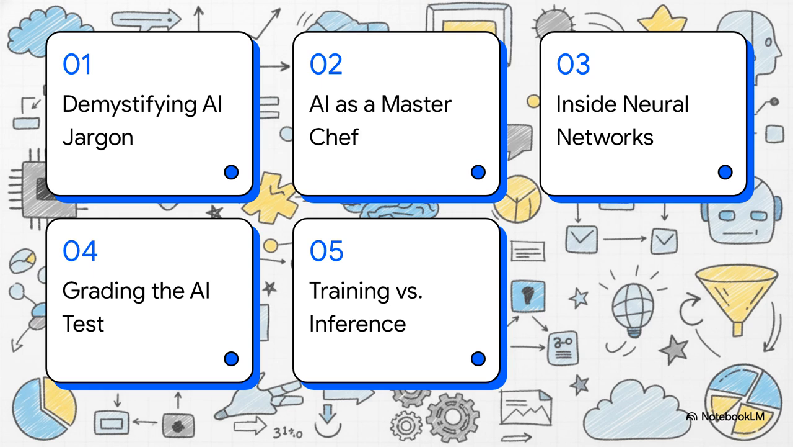1. Demystifying AI jargon. 2. AI as a master chef. 3. Inside the neural network. 4. Grading the AI test. And finally, 5. Training versus taking tests. Let's just jump right in.